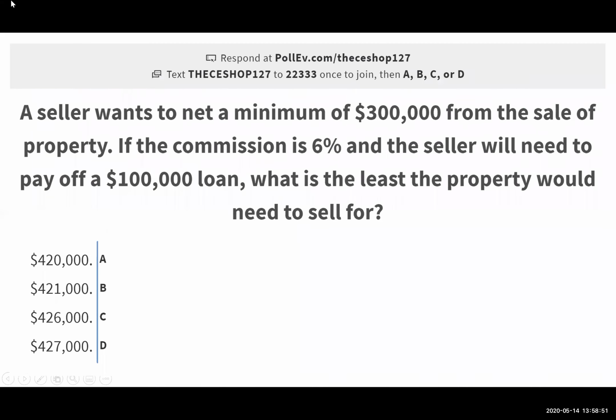One quick one on that. Seller wants to net a minimum of $300,000 from the sale of property. If the commission is 6% and the seller will need to pay off a $100,000 loan, what is the least the property would need to sell for? 400,000, 420, 421, 426, or 427.